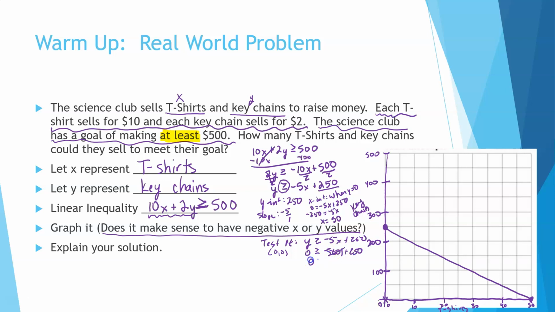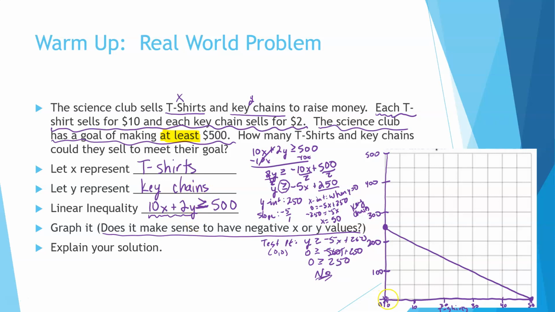Makes this part go away. So I ask myself, is 0 greater than or equal to 250? And no, it for sure is not. So if it's not, that means that point I tested down here is not a solution, which means selling 0 t-shirts and 0 keychains does not make me greater than or equal to 500, which definitely makes sense.